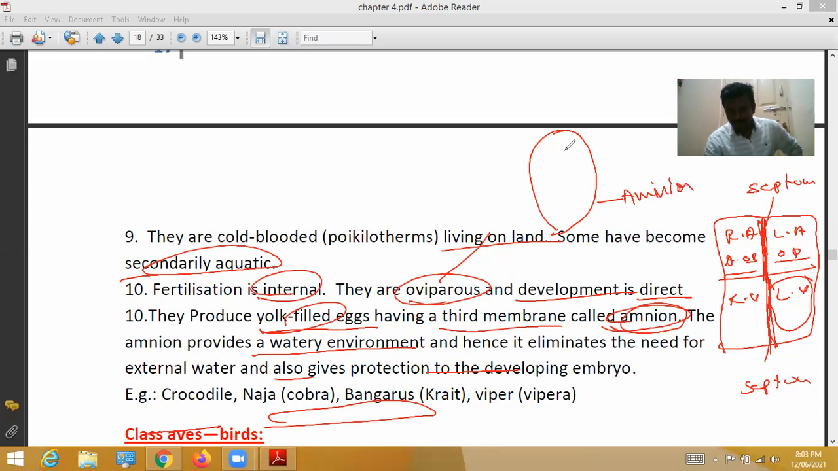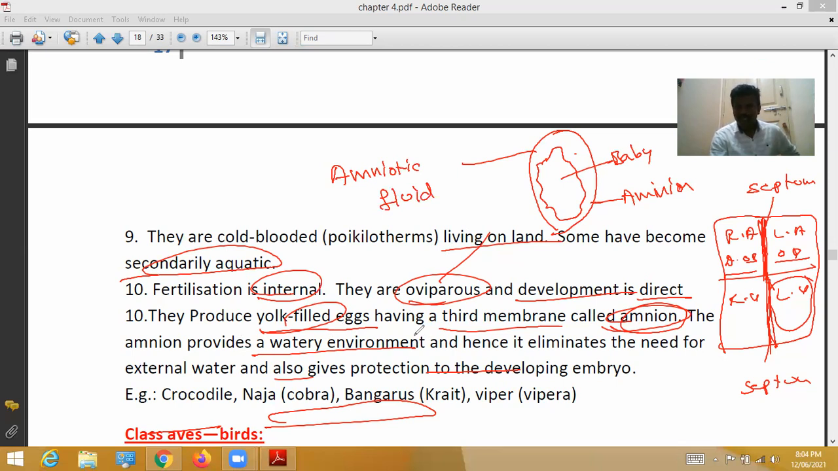Amnion. Said baby will be there. See here, in between these, this is amnion. In between these two, the space is filled with fluid that is called amniotic fluid. This fluid provides a water environment and hence eliminates the need for external water, and also gives protection to the developing embryo. Baby is nothing but the embryo.